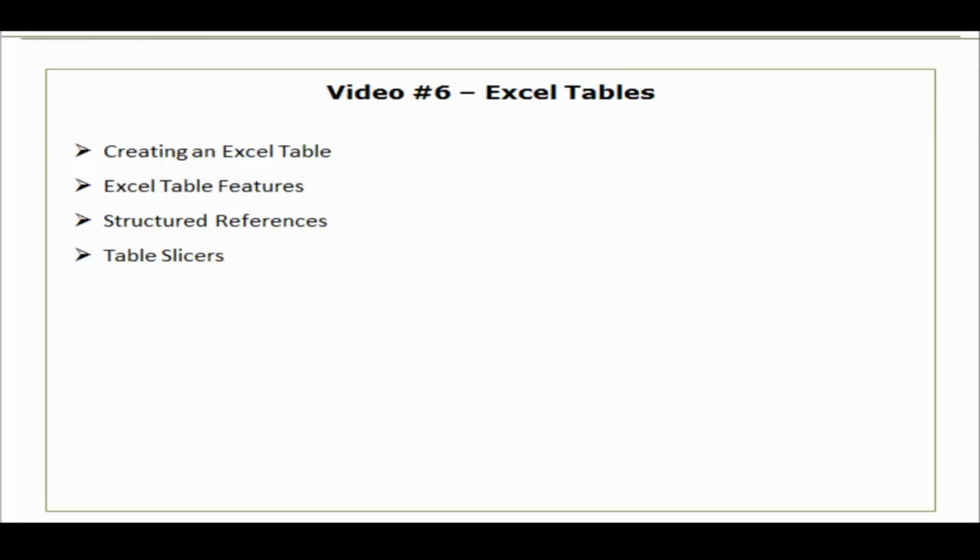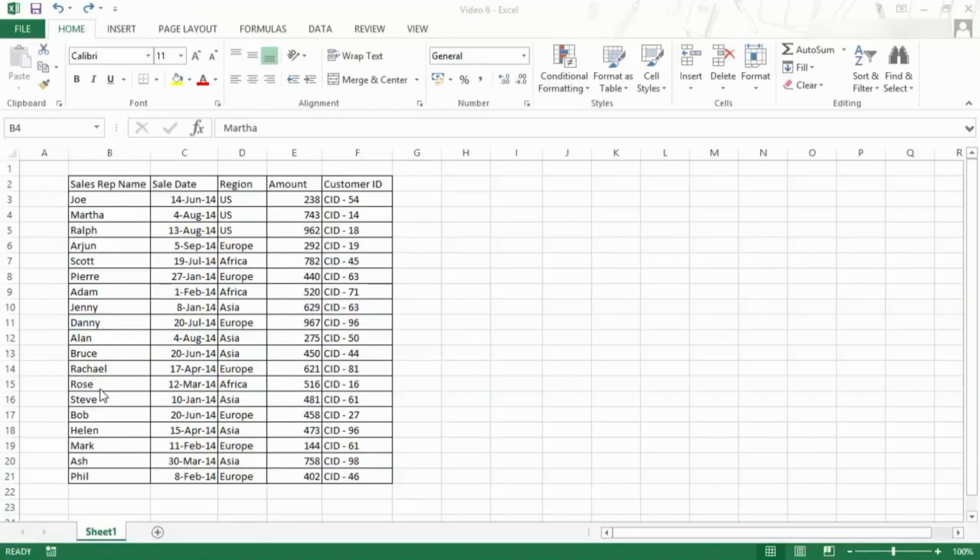Let's get started by first understanding what is an Excel table and how to create one. Here I have some dummy data set with sales rep name in first column, sales date in second column, region in third column, amount in fourth column, and customer ID in fifth column. Now you may think that this is already a table. But in terms of Excel, this is not a table, this is in tabular format. Excel tables means a very different thing in Excel.